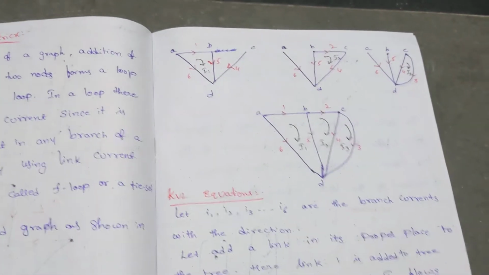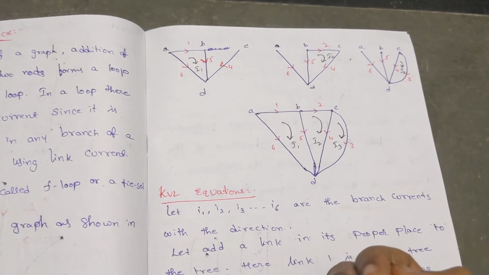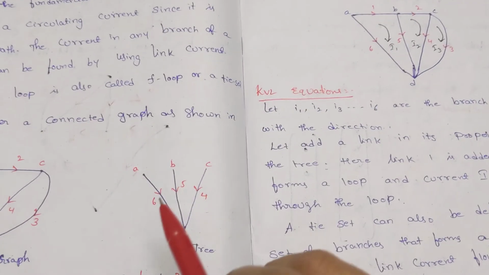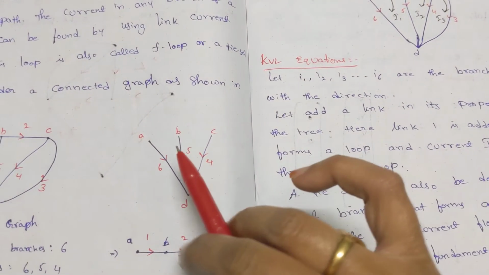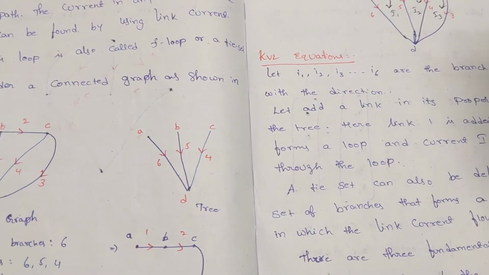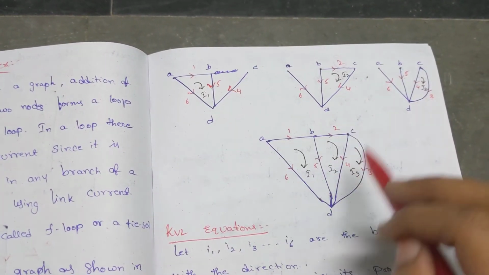If you are having any doubt regarding how we are adding all those things, please pause the video and go back and check. For the given tree we are adding a link at each and every instant. We are not adding all the links at a time. So this is the final figure.